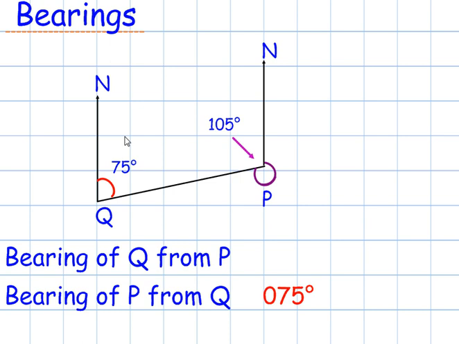Remember that bearings need to go clockwise, so I actually need to find this angle here. This is a full turn, so this angle will be 360, take away 105, which is 255 degrees. The bearing of Q from P will be 255 degrees.